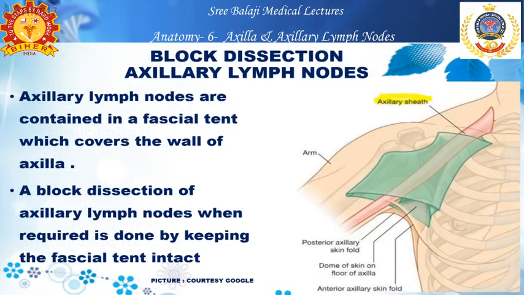Block dissection. To remove these axillary lymph nodes, surgeons perform block dissection. During that time, the axillary lymph nodes have to be removed en masse. The axillary lymph nodes are contained in a fascial tent which covers the walls of the axilla: the anterior wall, posterior wall, medial and lateral walls. So block dissection of axillary lymph nodes, when required, is done by keeping the fascial tent intact.